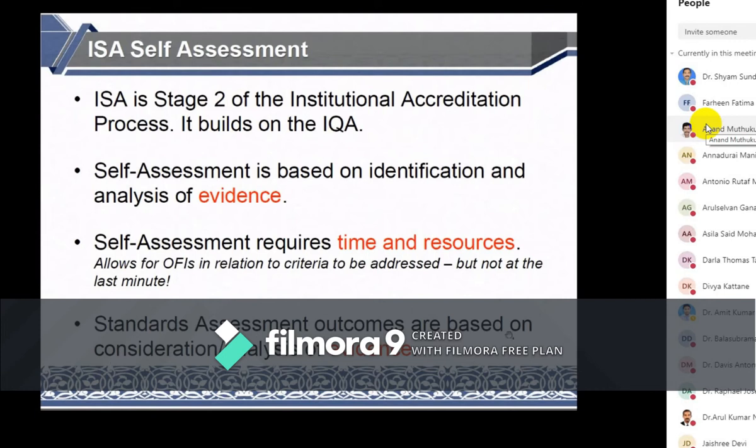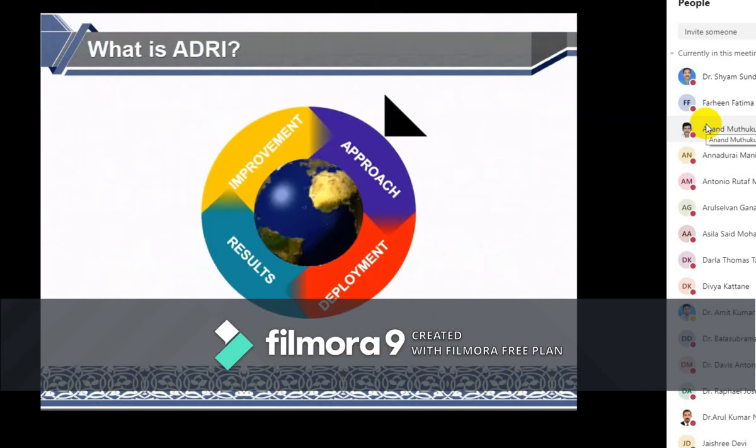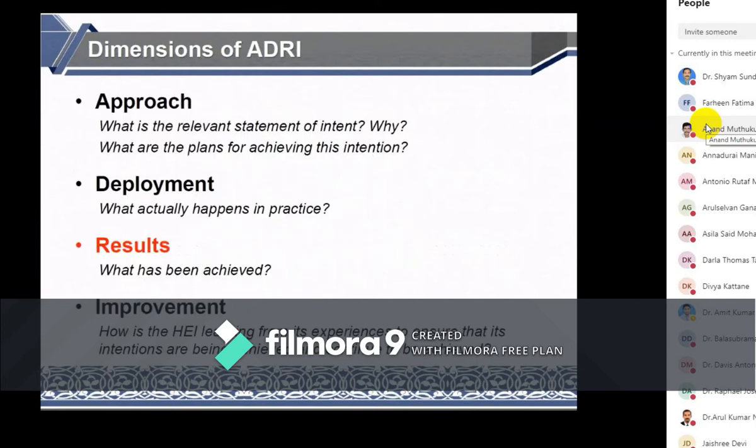Standard assessment outcomes are based on the consideration and analysis of evidence. So evidence is the key, and analysis is based on the foundation of evidence. We need to be analyzing the evidences and then producing results. Are these results sustainable? Are the evidences or the processes that we have sustained? Is it relevant? So that's very, very important. Of course, you know this, we use the ADRI style, wherein we have the approach, deployment, results, and improvement.